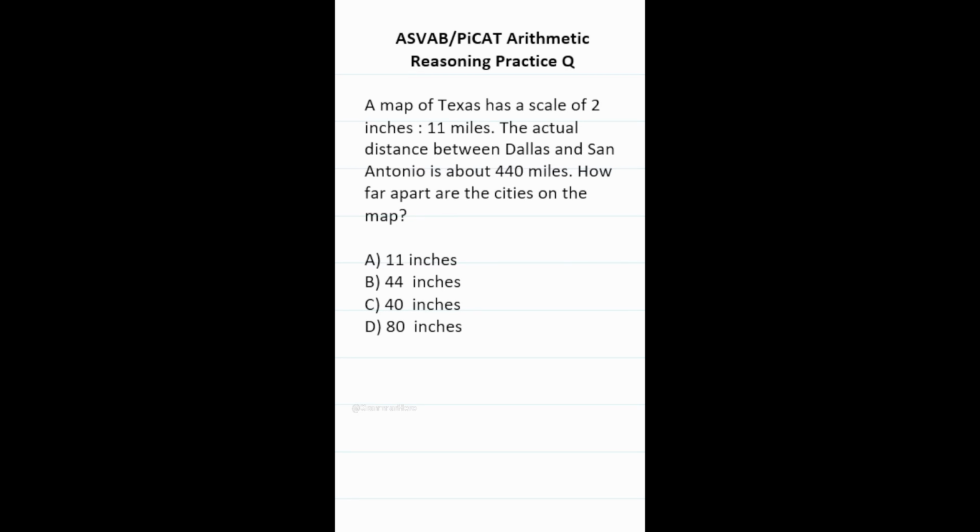ASVAB PiCAT arithmetic reasoning practice test question says a map of Texas has a scale of 2 inches corresponds to 11 miles. The actual distance between Dallas and San Antonio is about 440 miles. How far apart are the cities on the map? So in this case, we're going to use a ratio to solve this one. We know 2 inches corresponds to 11 miles. That's going to be equal to an unknown number of inches on the map, so call that x, corresponds to 440 actual miles. Let's go ahead and solve this one via cross multiplication.